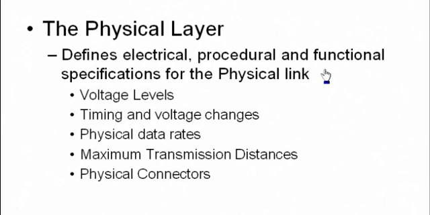In order to really understand the physical layer, you need to understand how the communication takes place in the first place. The physical layer defines the electrical, the procedural, and the functional specifications for a physical link. So what's a physical link? Well, it's either electrical or it's by light.